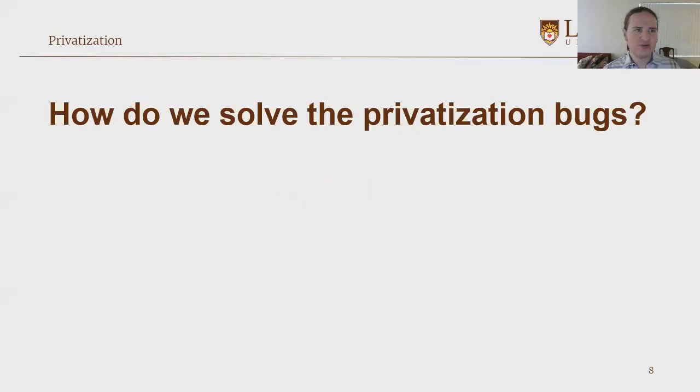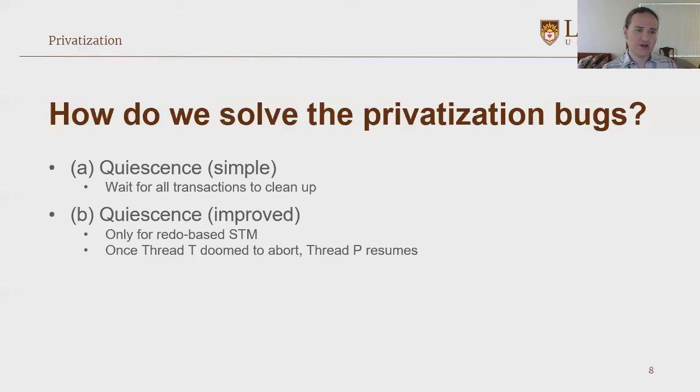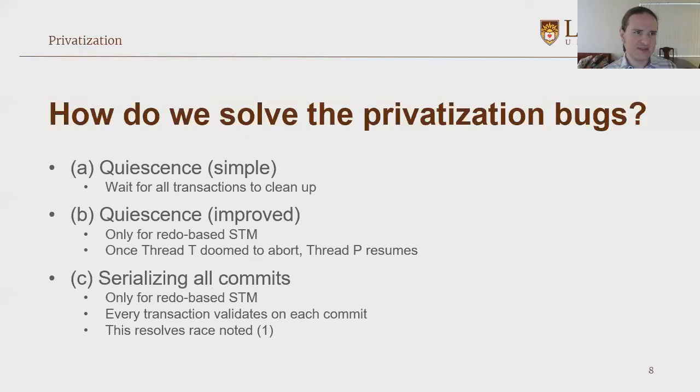So how do we solve these privatization bugs? The first solution is quiescence, and this is the simple form of quiescence. Any committing transaction must wait for all other transactions to commit and clean up. This ensures that T's transaction finishes and cleans up before P exits and begins executing post-transaction code. There is also an improved version of quiescence, which only works for redo-based STM. This allows P to resume as soon as it knows that T's transaction will have to abort. It saves a little bit of time.